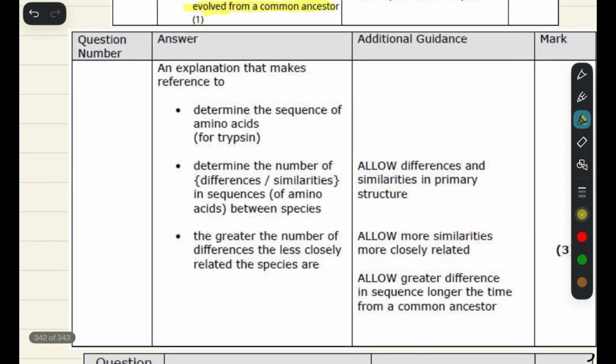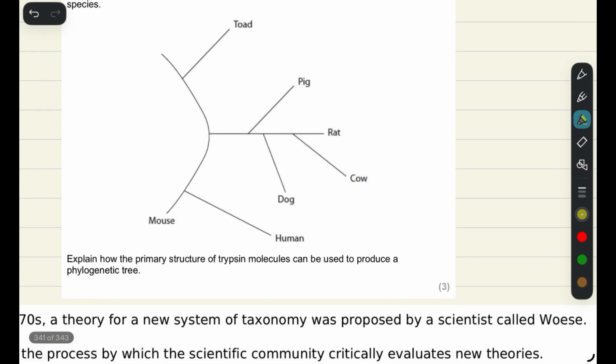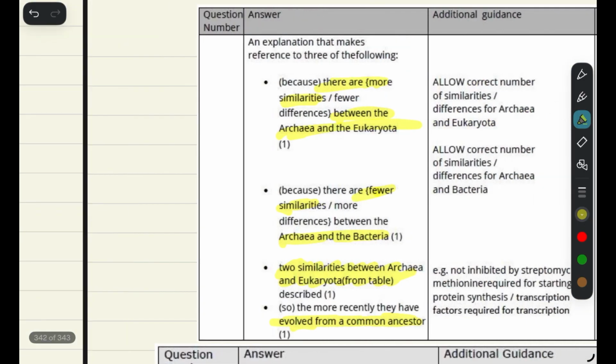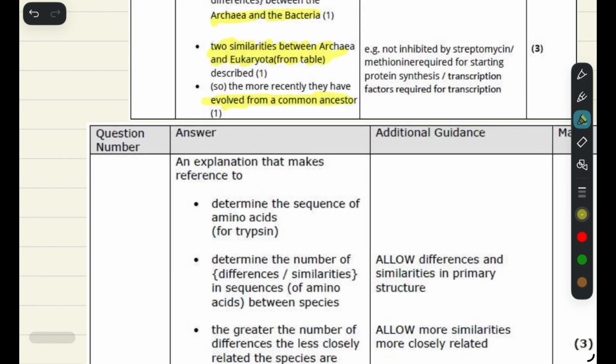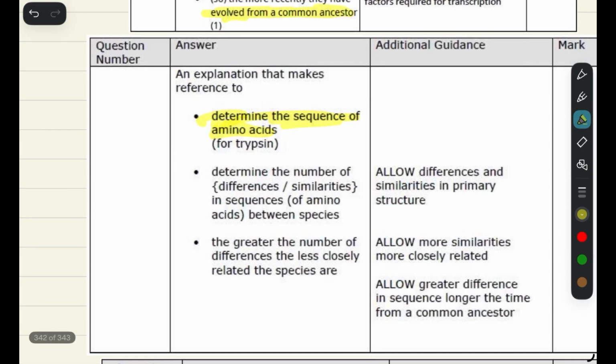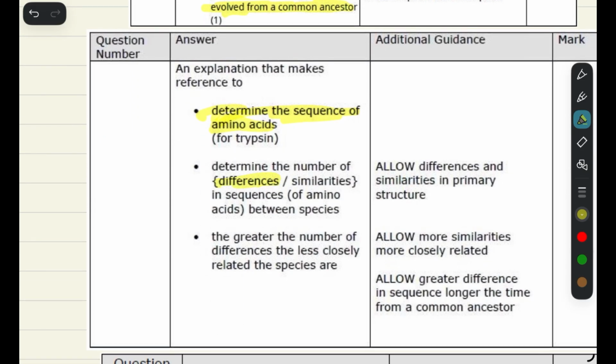Now, the next one was about using this trypsin molecule. So it says, explain how the primary structure of trypsin is used to produce a phylogenetic tree. So again, we're thinking, okay, primary structure, that's the sequence of amino acids joined by peptide bonds. So first of all, we need to know what the sequence of amino acids is. Then what we can say is, what are the differences, or the number of differences, in that sequence between species? And if there are more differences, we're saying they're less closely related. If there are more similarities, we're saying they're more closely related. But making that point again gets you those marks.